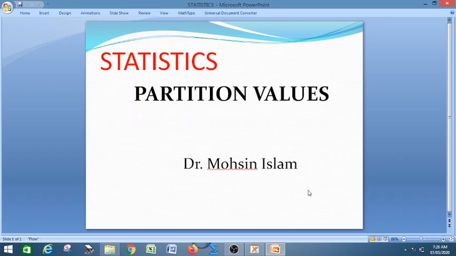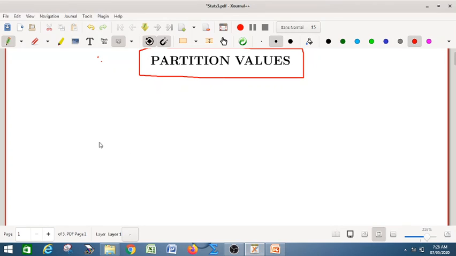Today we'll talk about partition values. This is also a very important topic in statistics. So, what do you mean by partition values?